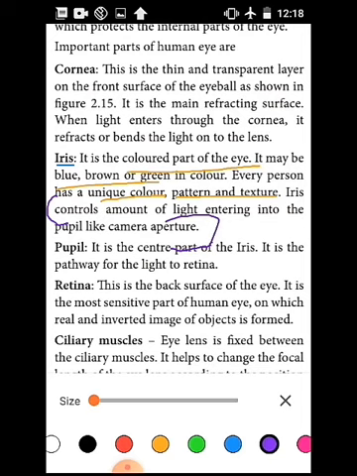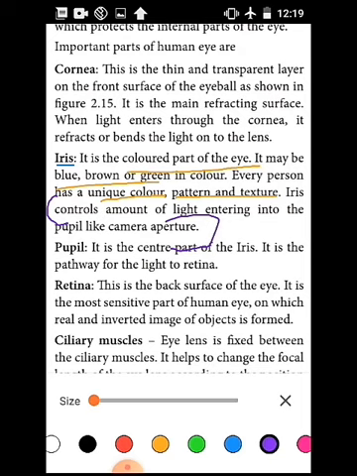Every person has a unique color, pattern and texture. Texture means structure. Unique means different or various. Each and every person has eyes, and the eye has a different color from one person to another because of the iris. So with the help of the iris we get different colors of eyes, for example blue eyes, green eyes, and brown eyes.